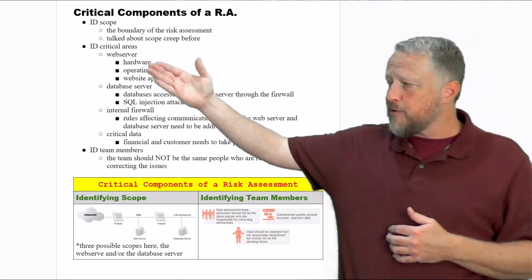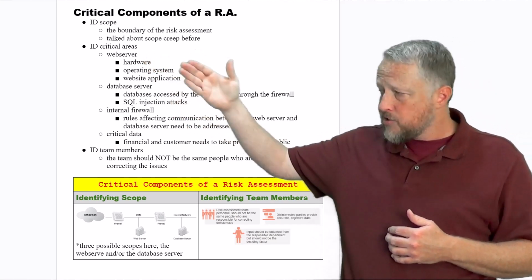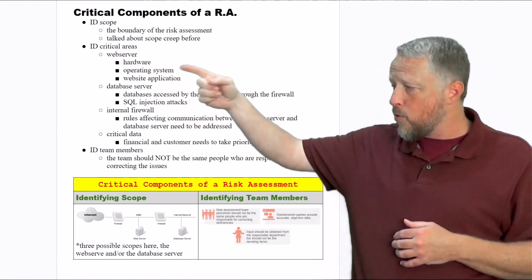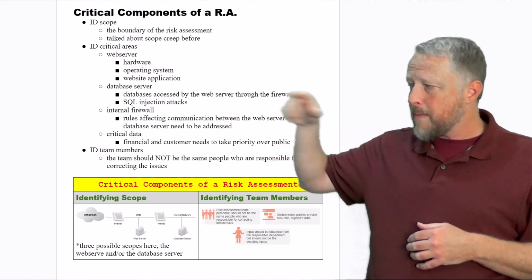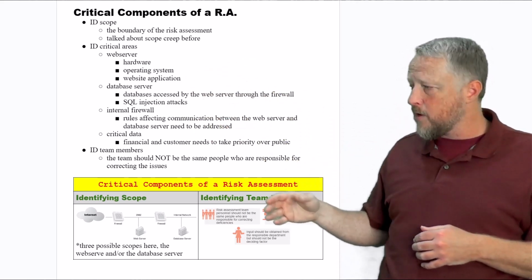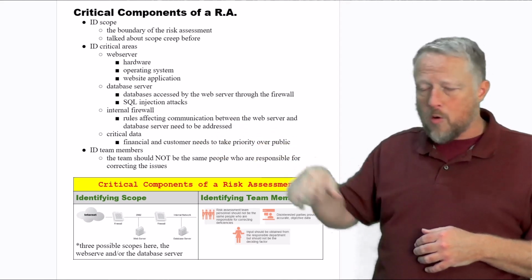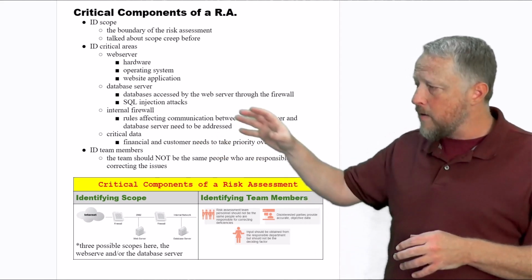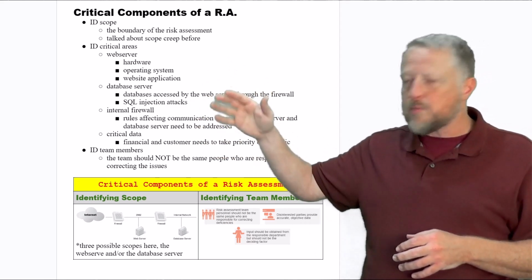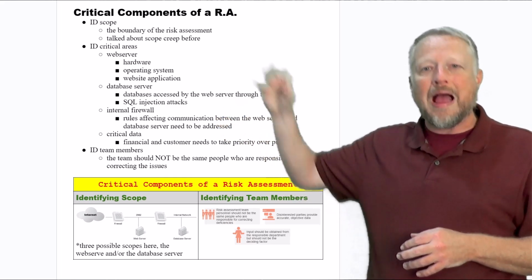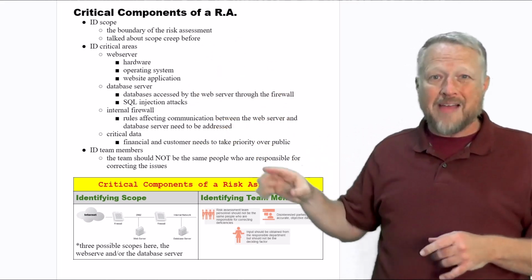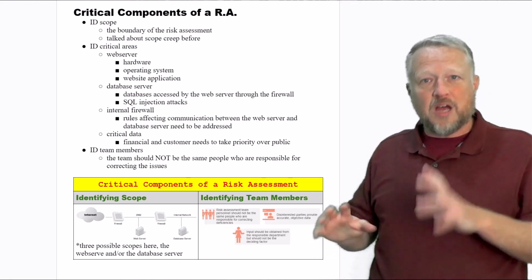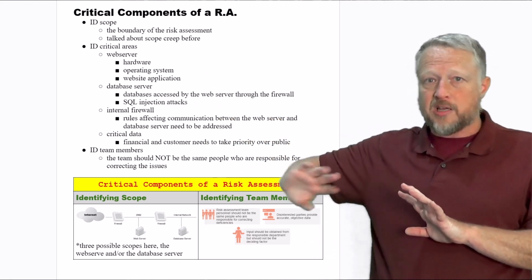We still have to ID critical areas. Some of these may change, like a web server, hardware operating system, web application, your database server, your internal firewall, and your critical data. Now, by the way, some of these items may change because maybe you outsource them. And now that's their problem. You have done that mitigation, saying, look, let's let them take care of it.